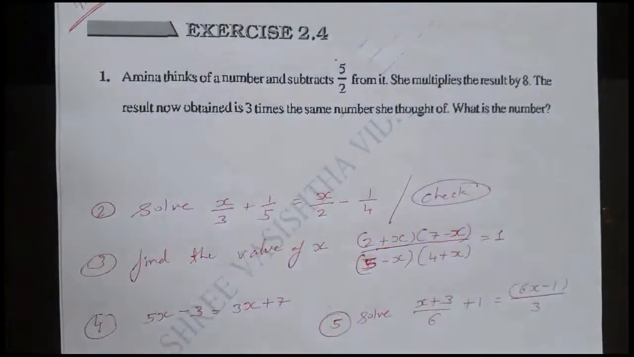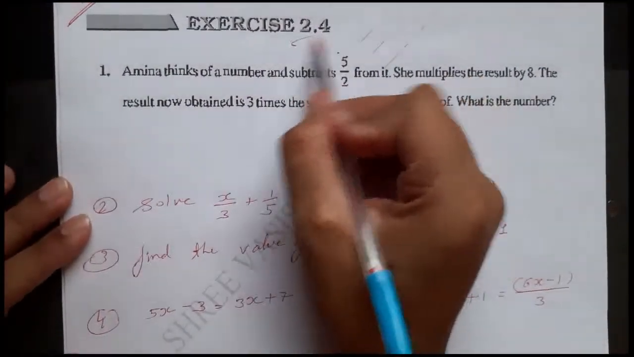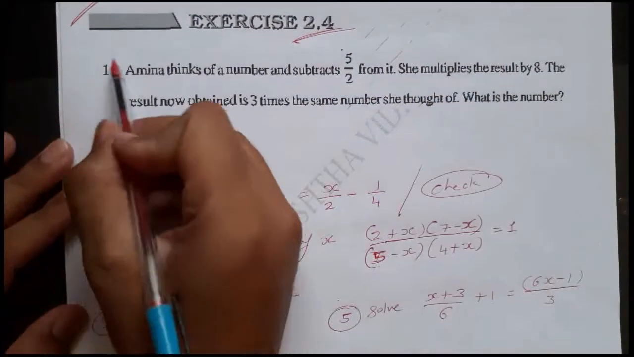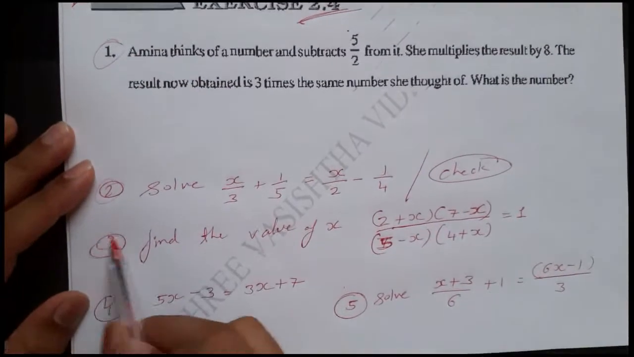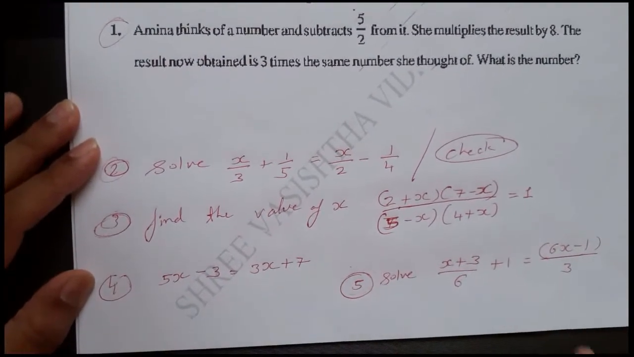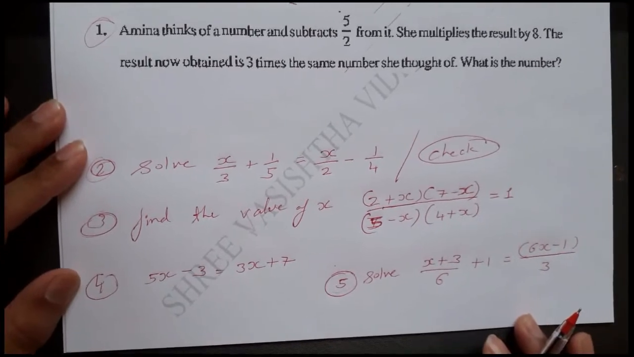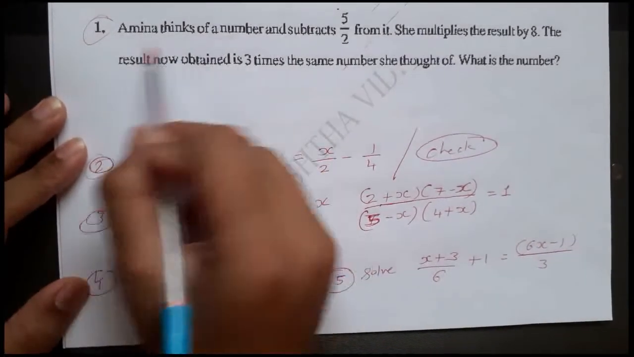Now next, exercise 2.4. This question number 1, question number 2, question number 3, 4 and 5 is your home assignment. You have to solve this on your own. This is a word problem.